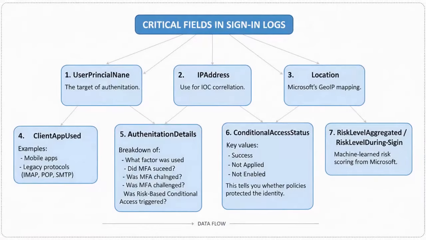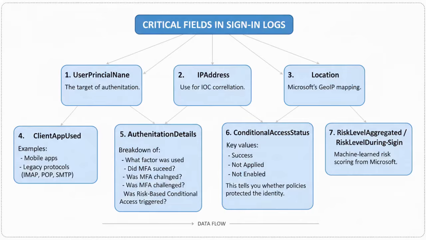Let's talk about critical fields you see in sign-in logs. First, the user principal name. Usually this is the target of authentication. Okay, it's clear, you know it. IP address, also clear, used for IOC correlation. The location can be used for Microsoft geo-IP mapping. Client application used. This can be mapped to examples such as browser, mobile apps, and legacy protocols.